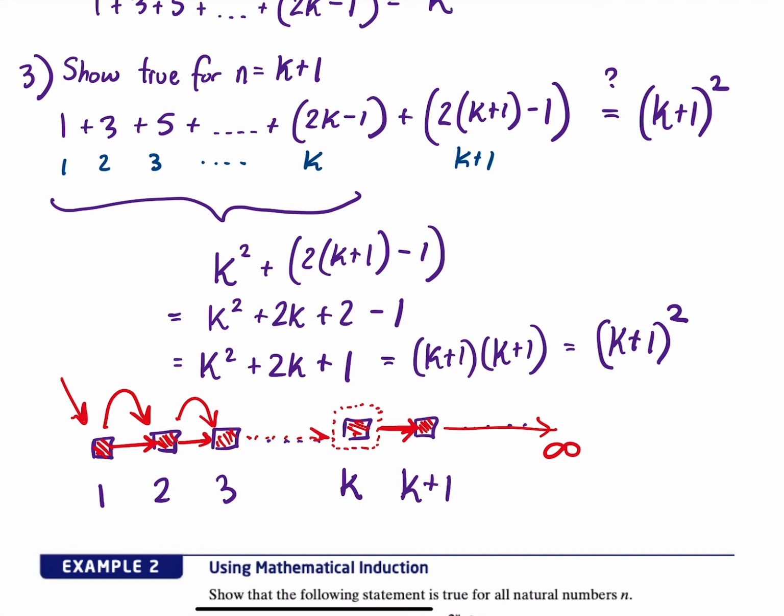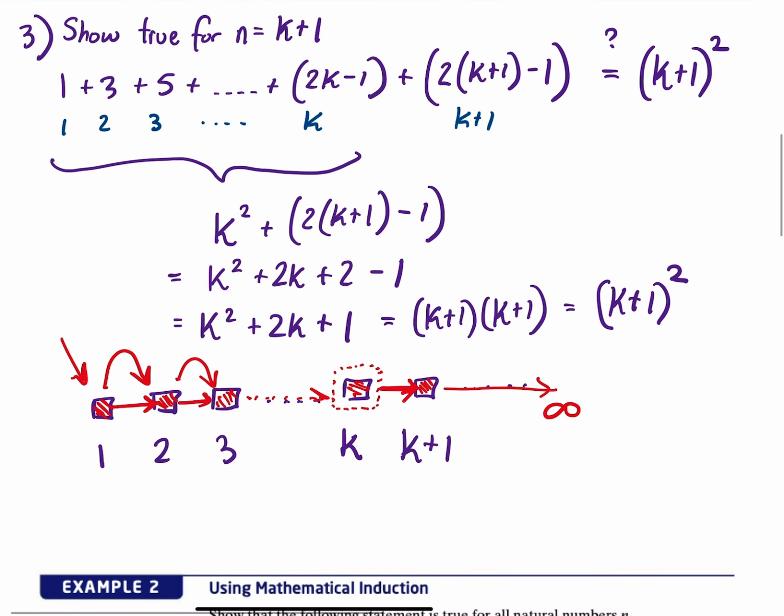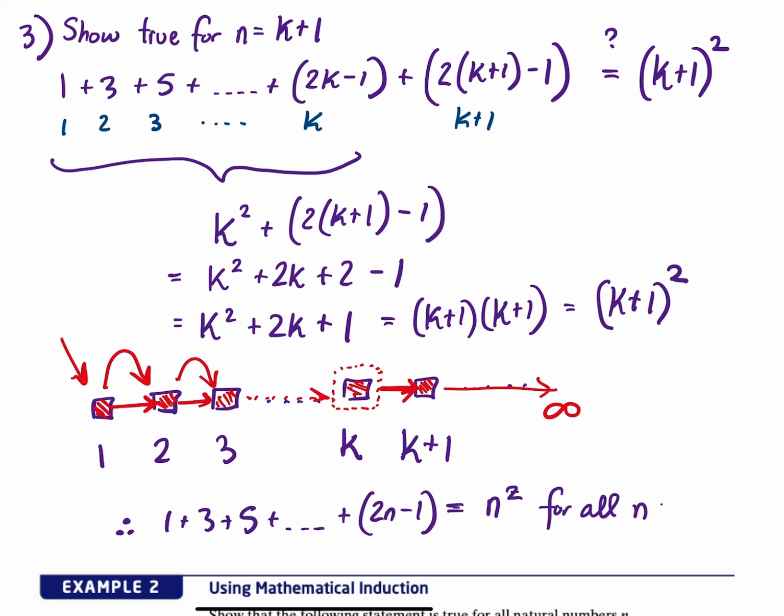So I'll add a conclusion statement here. Therefore, 1 plus 3 plus 5 all the way up to 2n minus 1, the sum of the first n odd integers, will be equal to n squared. And I'll say for all n as a natural number. This doesn't prove it for all real numbers, but at least for all the natural numbers, we can know that it's true.